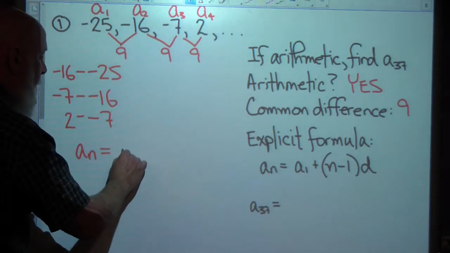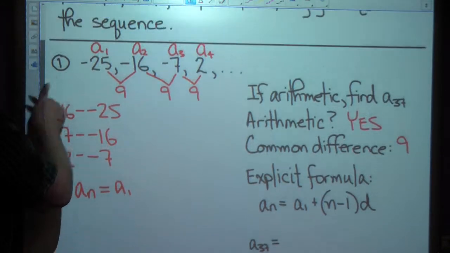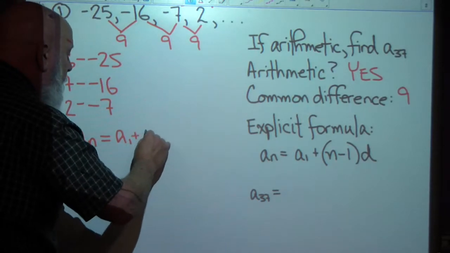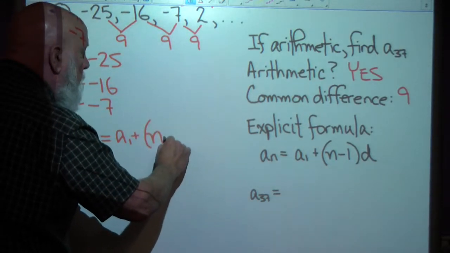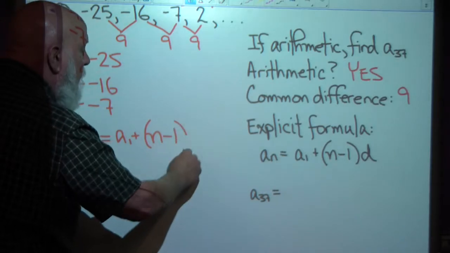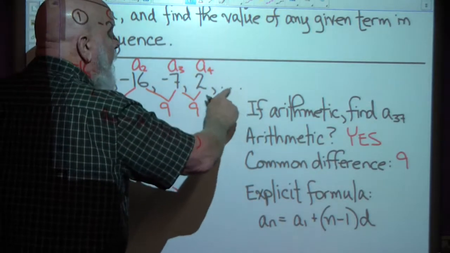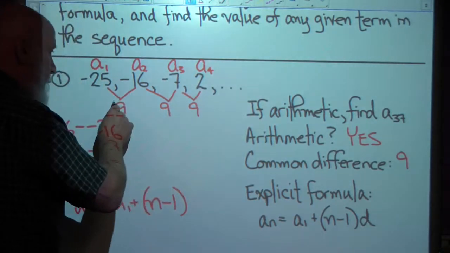A sub n is equal to a sub 1. Now remember, a sub 1 is the first term in the sequence, plus n minus 1. N is the number of terms in the sequence. We don't know how many there are because this dot, dot, dot right here just means that we continue this pattern that's been established.